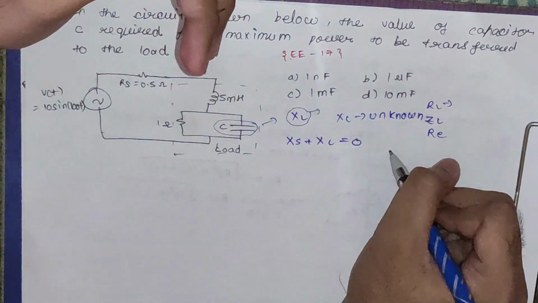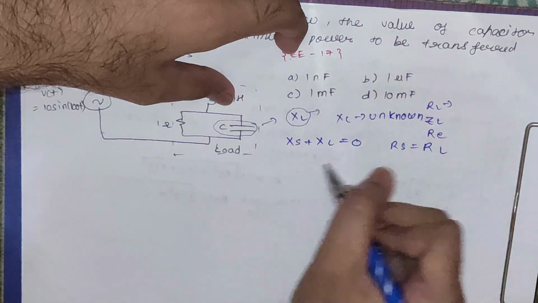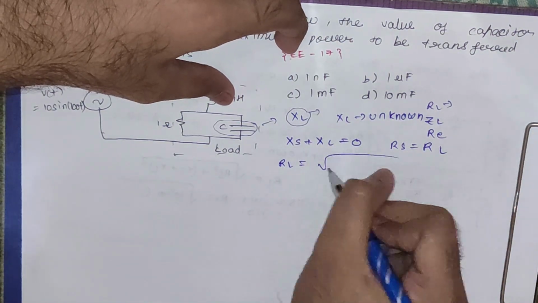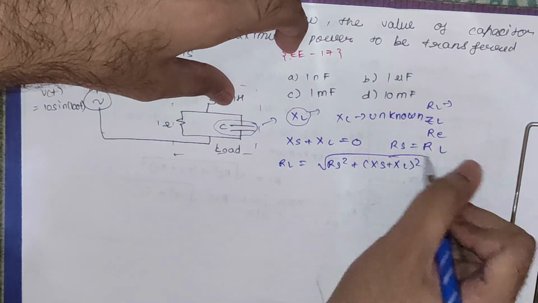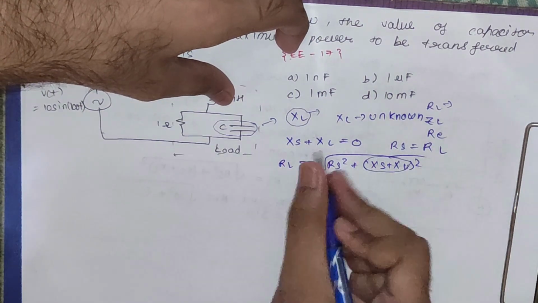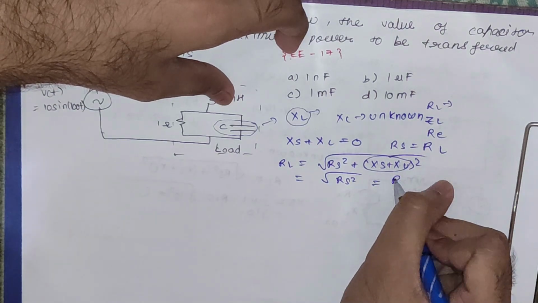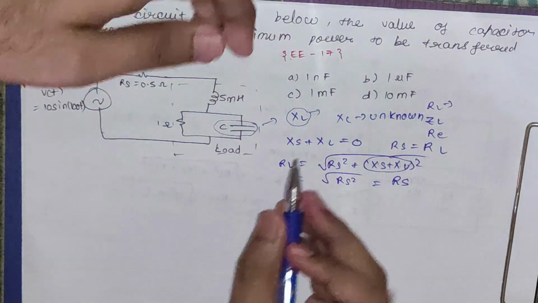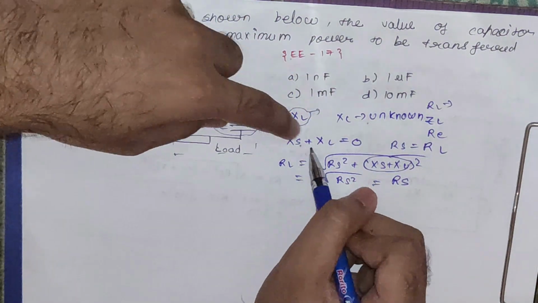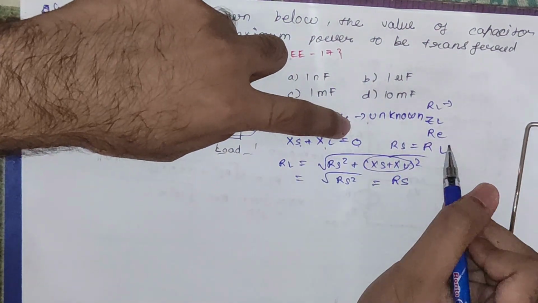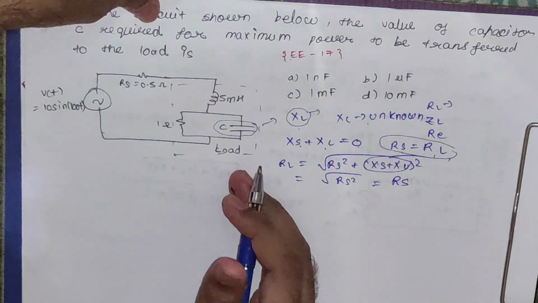It means that your RS will be equal to RL. As we know, the value of RL is simply the square root of Rs square plus (Xs plus XL) the whole square. So when this term is 0, we remain with the square root of Rs the whole square, so it is nothing but Rs simply. So whenever you get the condition when XL is unknown, you simply put XS plus XL equal to 0 and you have the value of RL as Rs to get the maximum power to be transferred to the load.